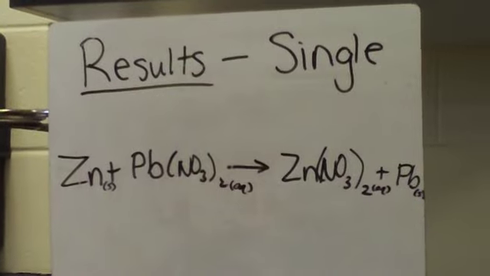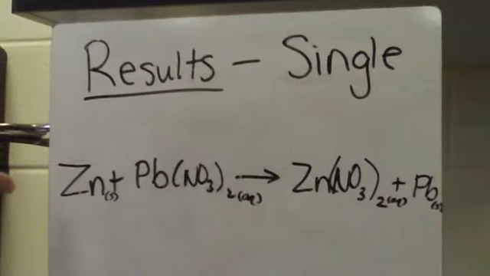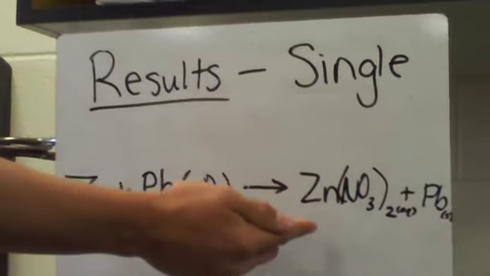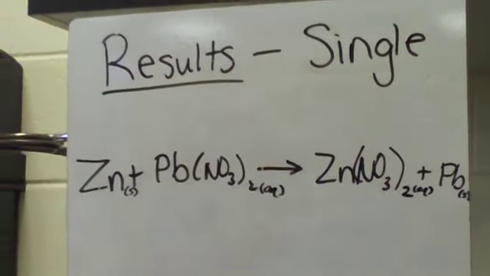Here are the results of the single displacement reaction. Zinc reacted with lead nitrate because zinc is more active than lead, to form zinc nitrate and lead. Lead is a solid, zinc nitrate is an aqueous solution. As you can see here, lead formed around the piece of zinc and became a solid.